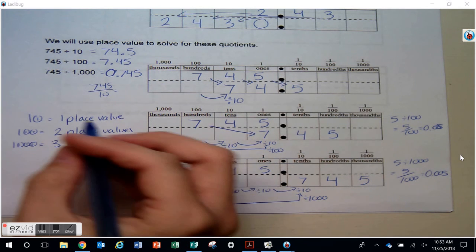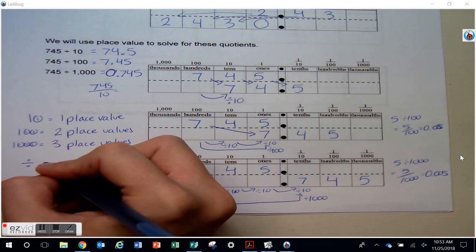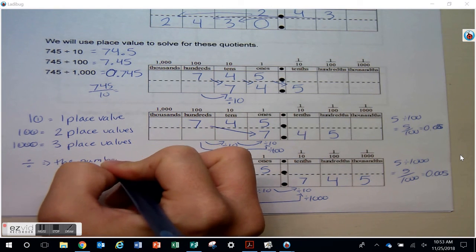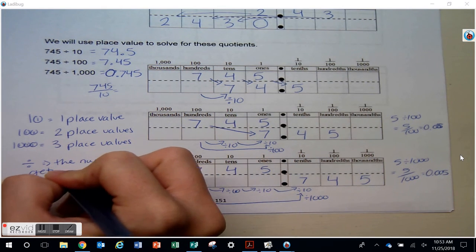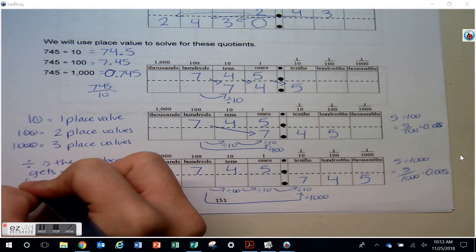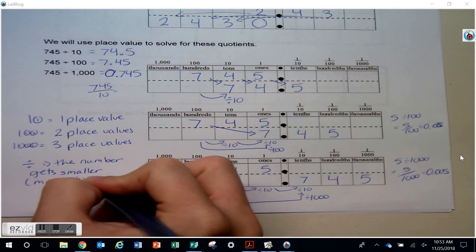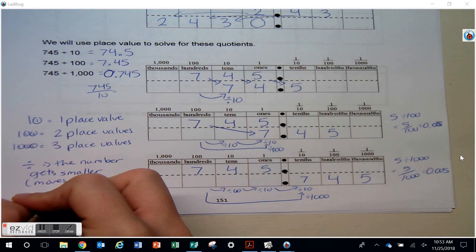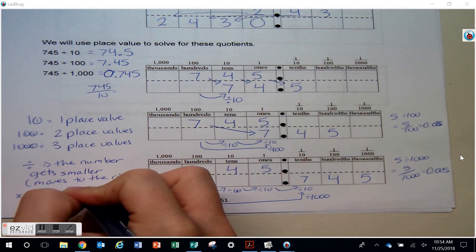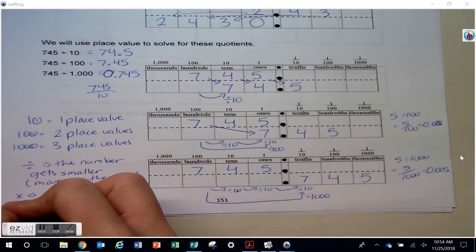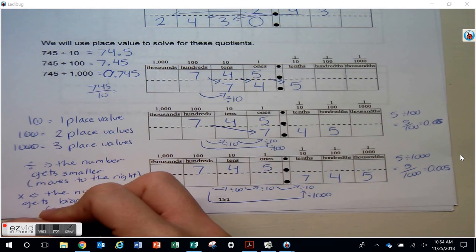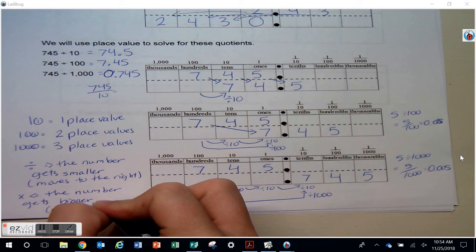If I divide, the number gets smaller. It moves to the right. If I multiply, the number gets bigger, and we move it to the left.